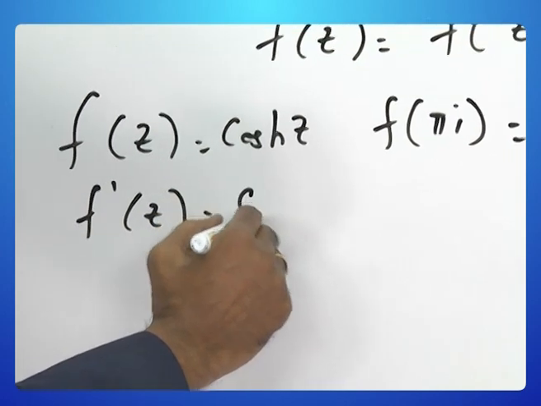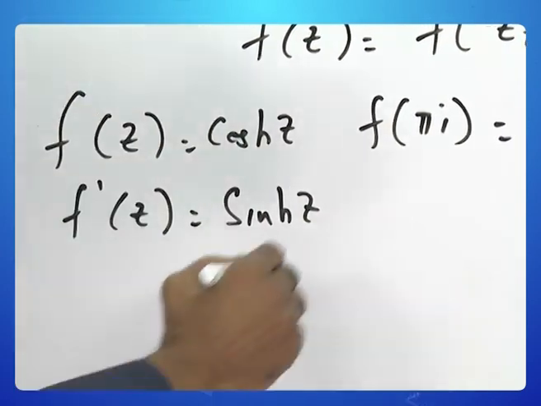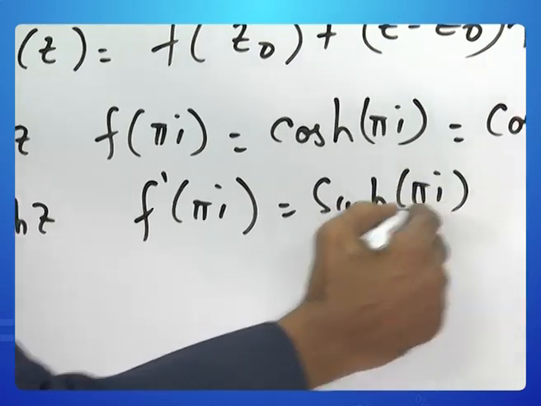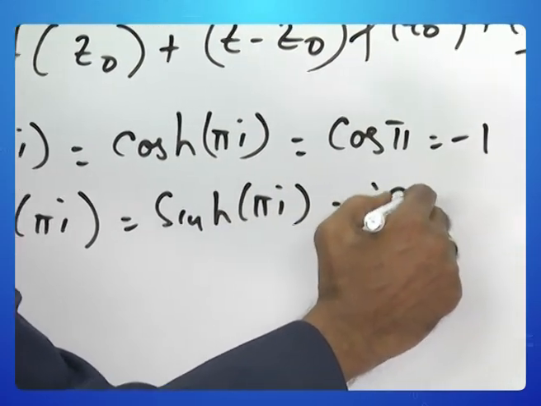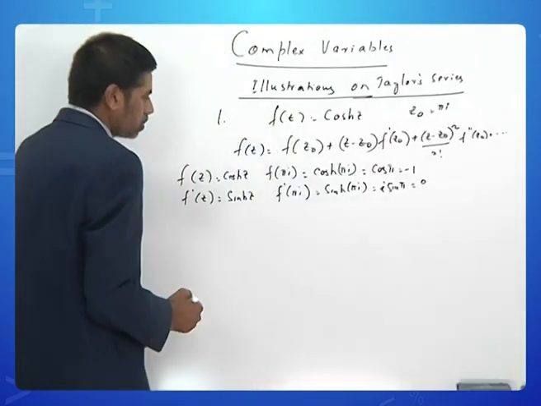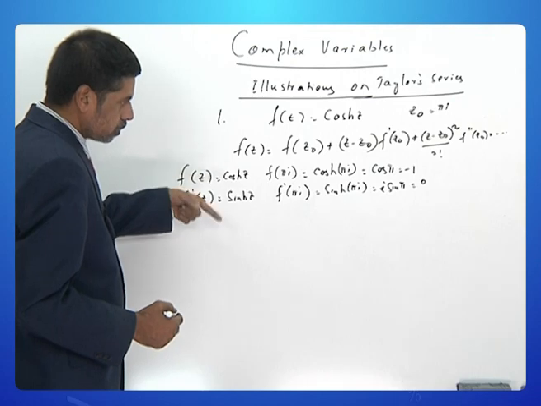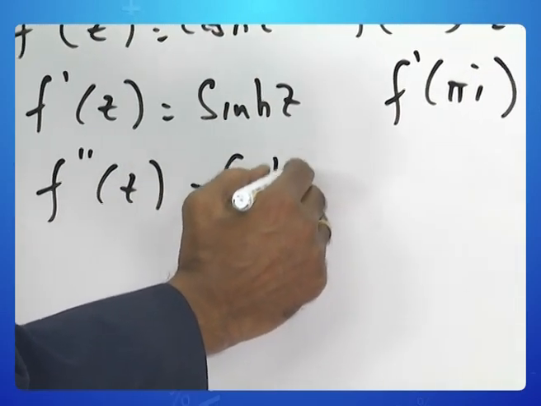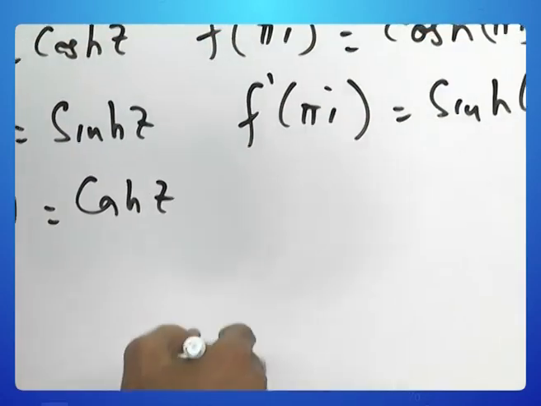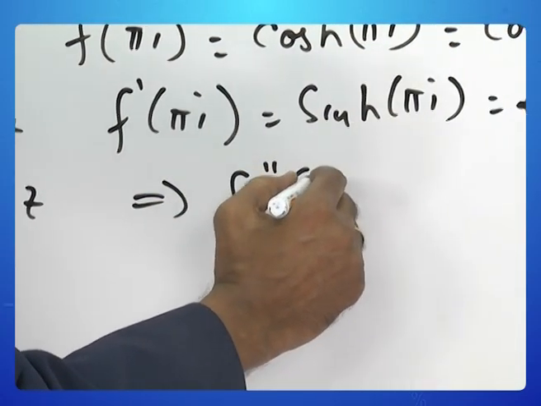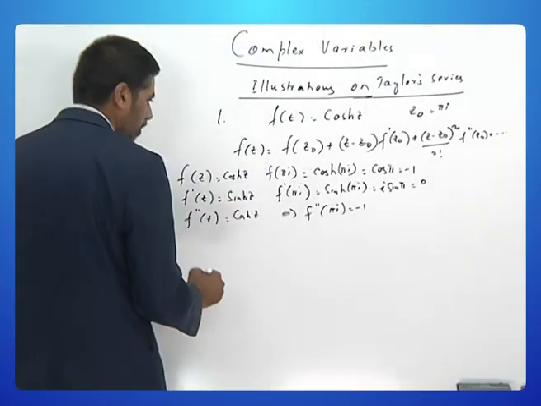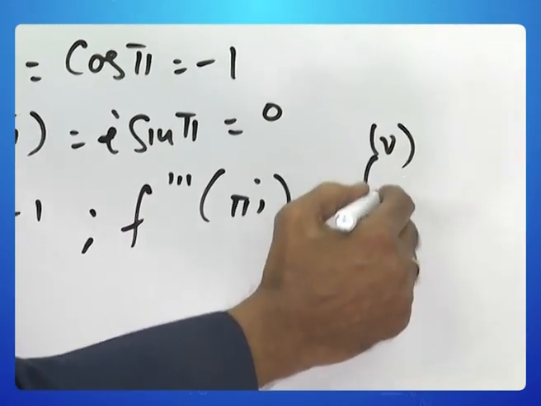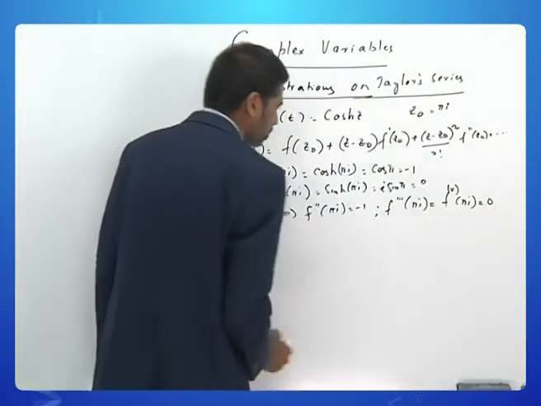f dash z is equal to sin hyperbolic z, mind you there is no minus sign, f dash pi I is sin hyperbolic pi I, which is I sin pi, and sin pi is 0. Now you can see that you get alternate zeros. Let us look at f double dash z, which is again cos hyperbolic z, a repeat of that. Therefore, f double dash pi I will be again minus 1. Again f triple dash pi I will be exactly the same as the fifth derivative at pi I, all of them will be 0 and so on.